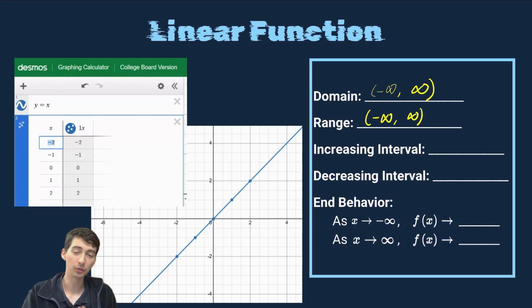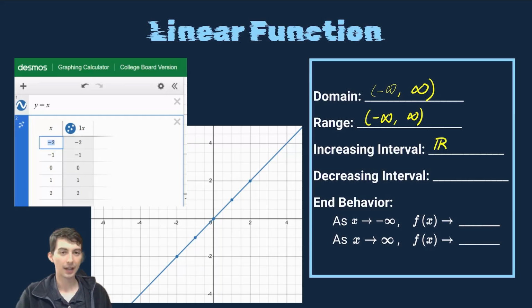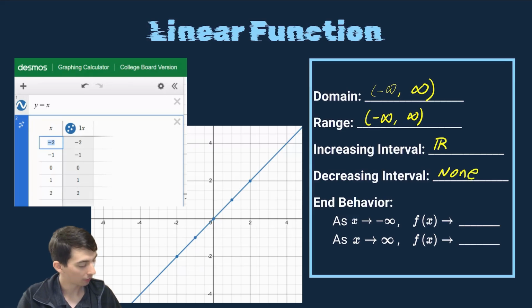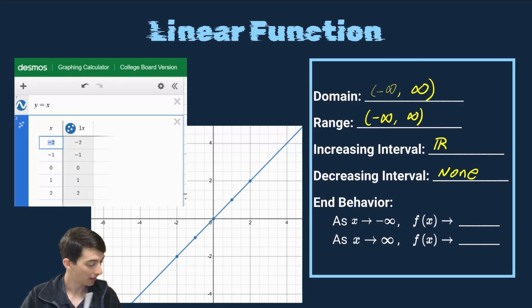My increasing interval is where the y value is increasing. And I see on this graph here, every x value has a higher and higher y value. So my increasing interval is actually all real numbers. And to write that, we can do this R with two lines. That's our mathematical way of writing all real numbers. The decreasing interval: there's none, because there's no point on the graph where the y value is decreasing while the x is increasing.